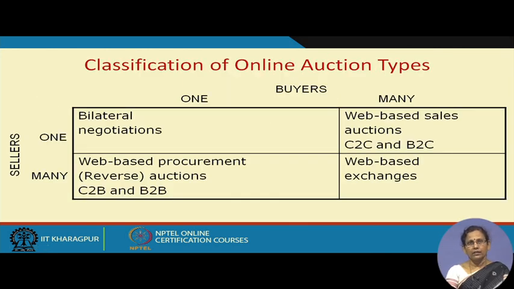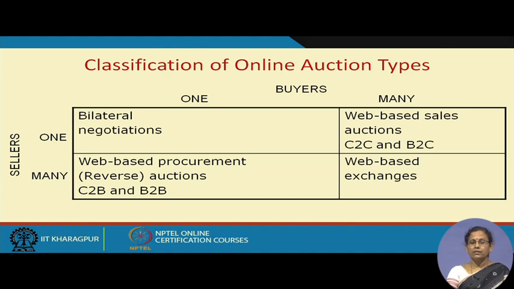So, in this online environment, if you look at various auction types, depending on the number of buyers and sellers, if you have one seller and one buyer, then basically it is a situation for bilateral negotiation, and your online environment has to provide a facility for that. And if you have one seller and many buyers, it is a web based sales auction, and these web based sales auctions can be of both C2C and B2C type.